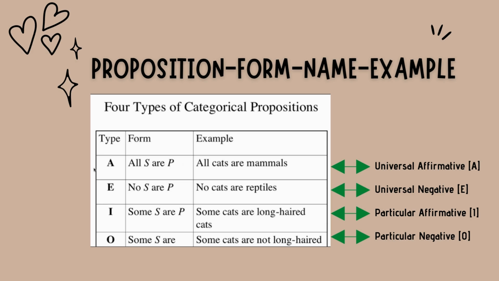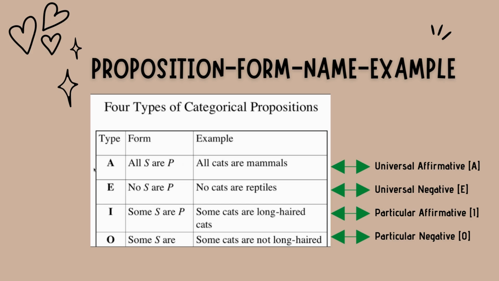So let's look into the example for the universal affirmative. As the form, it has "all" in it, with cats as the subject and mammals as the predicate. Let's look into the second one, universal negative. As its form, "no" is present there, with cats as the subject and reptiles as the predicate. As for the third one, particular affirmative, it follows the form Some S are P. That means "some" is there, cats is the subject, "are" is there, and long-haired cats is the predicate.